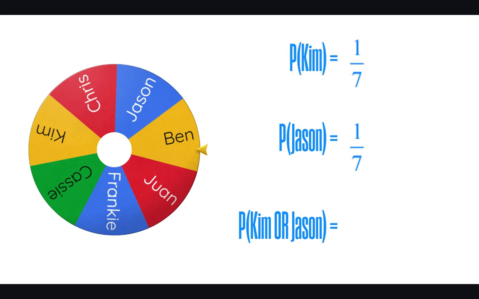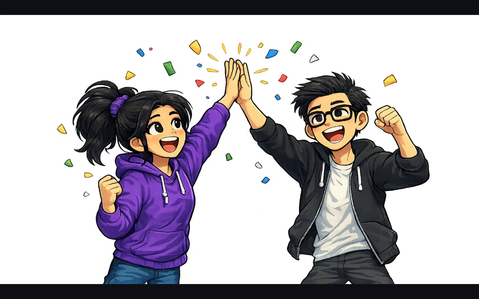Remember what we said about mutually exclusive events. The probability of A or B is equal to the probability of A plus B. So the probability of getting the wheel to land on Kim or Jason, we simply need to add their two probabilities together. 1/7 plus 1/7 equals 2/7. The probability of the wheel landing on Kim or Jason is 2/7, a pretty low chance. So Jason and Kim are relieved.